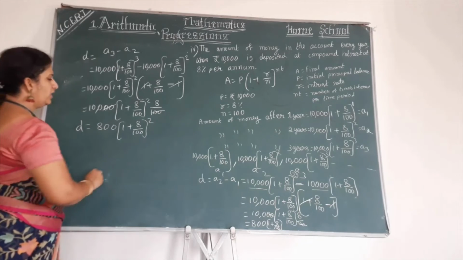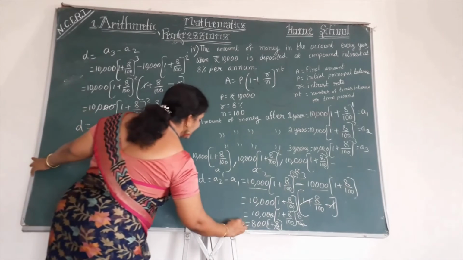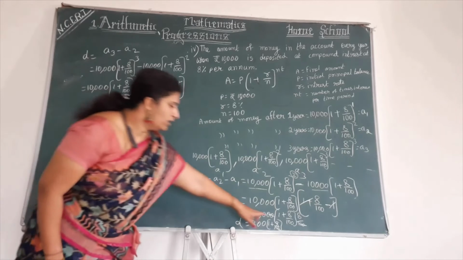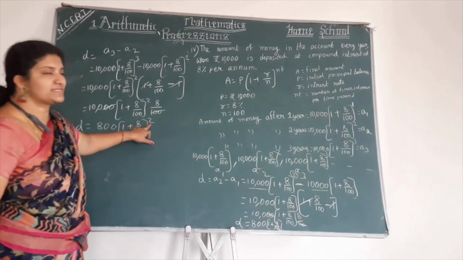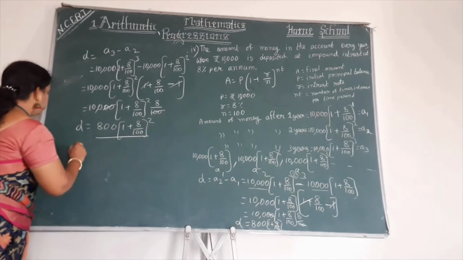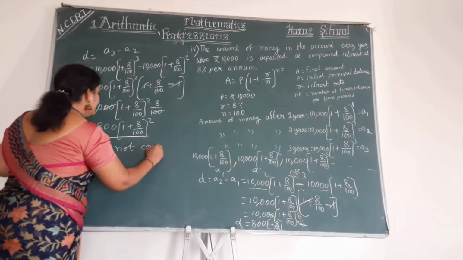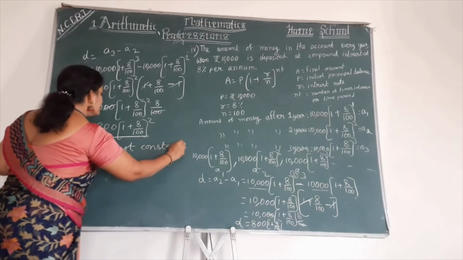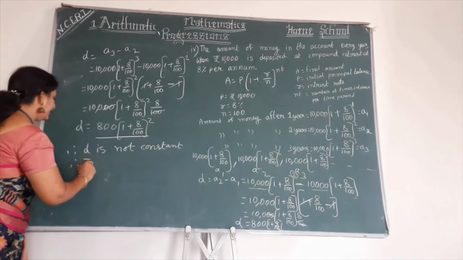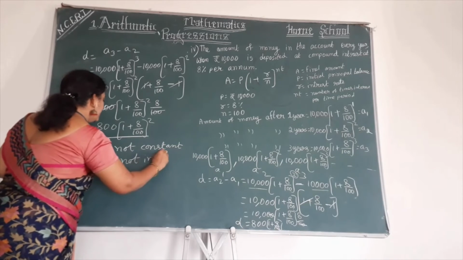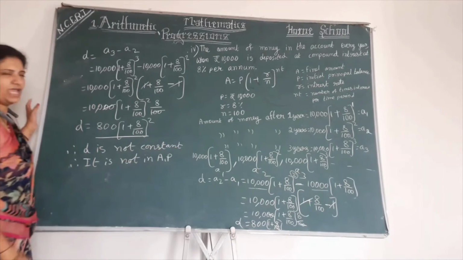Look here children. This d and this d are not the same. It's not constant. Here it is power 1 and here it is whole square. Therefore, d is not constant. Therefore, it is not in AP.